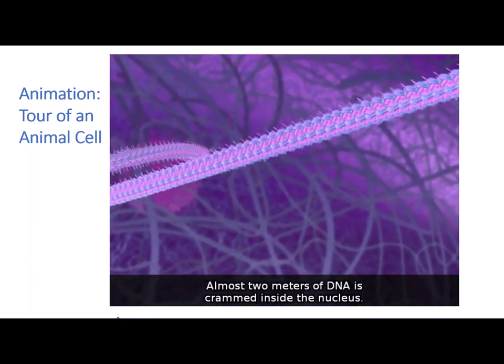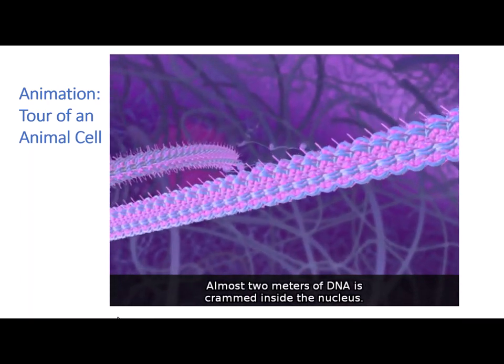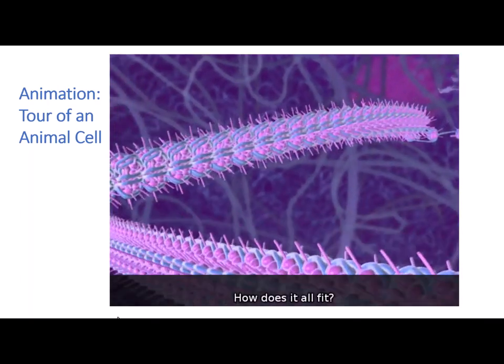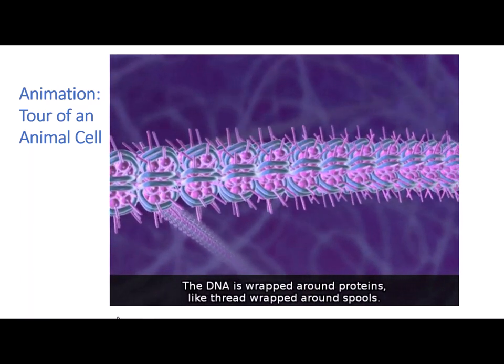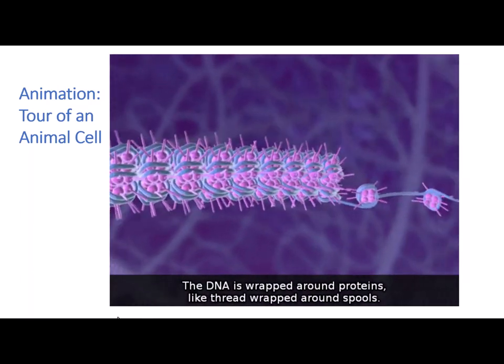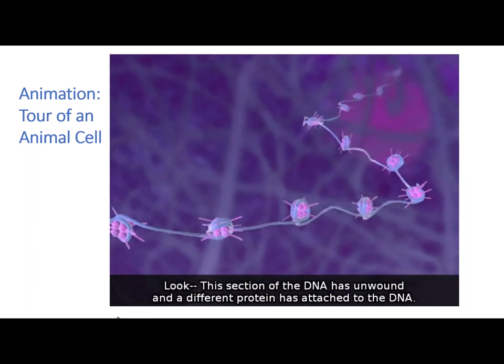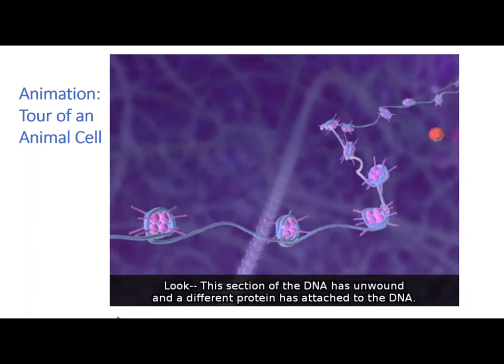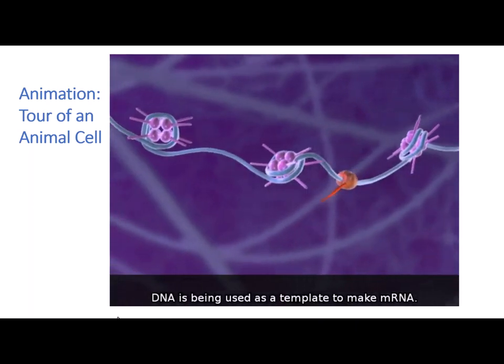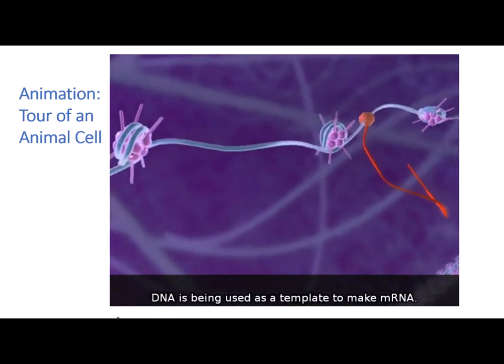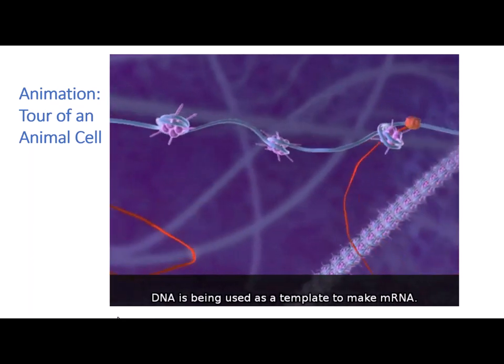Almost 2 meters of DNA is crammed inside the nucleus. How does it all fit? The DNA is wrapped around proteins like thread wrapped around spools. Look, this section of the DNA has unwound and a different protein has attached to the DNA. DNA is being used as a template to make mRNA.